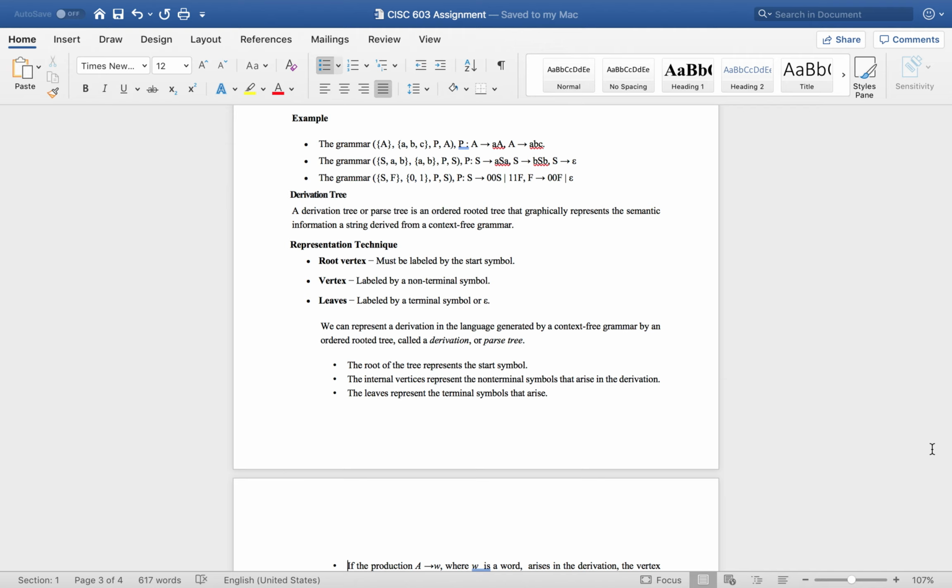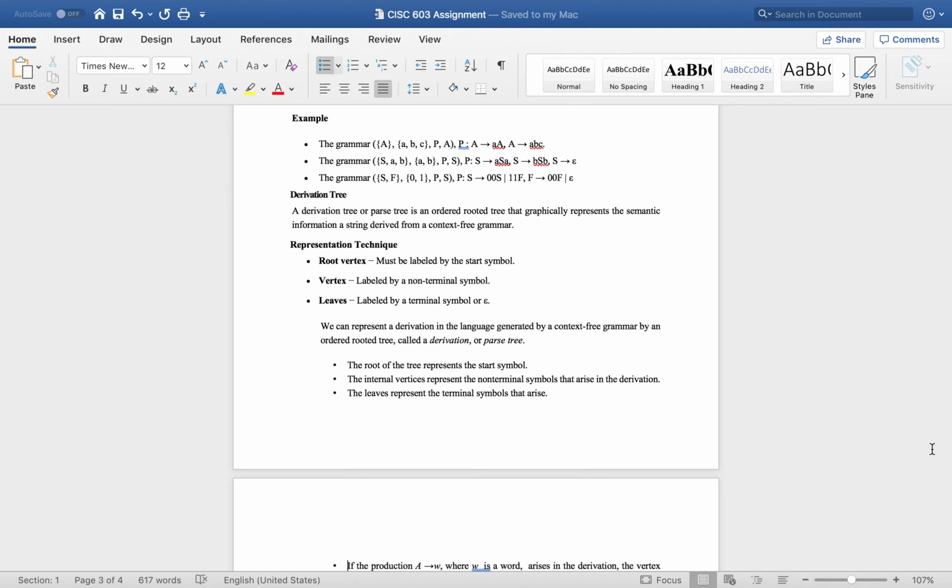Second is a vertex. A vertex is labeled by a non-terminal symbol. Next are the leaves, labeled by a terminal symbol or epsilon, like we saw in the above example, example number 2, where S produces epsilon. Now we can represent a derivation in the language generated by a context-free grammar by an ordered rooted tree called a derivation or parse tree. The root of the tree represents the start symbol, the internal vertices represent the non-terminal symbols that arise in the derivation, and the leaves represent the terminal symbols that arise.